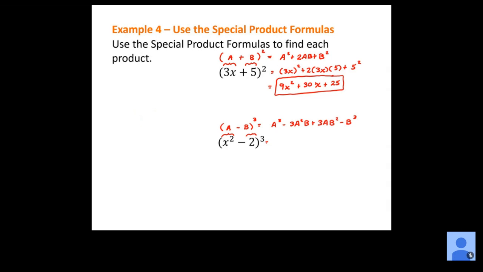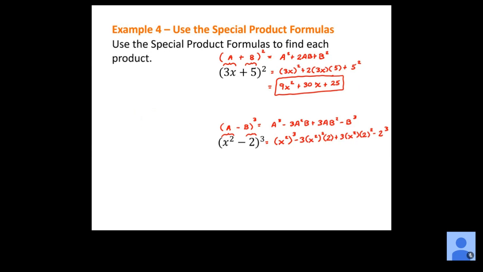And so again, I'm going to substitute these values in there. So I'm taking my a value and I'm raising it to the third power. Well, my a value is x squared this time, so that gets raised to the third power. Then we have minus 3 times the a value squared, so that's x squared squared. We're going to multiply that by the b value, which in this case is just a 2, plus, and then we have 3 times the a value, which is x squared. Then we multiply that by the b value squared, so that's 2 squared. And then finally, we're cubing the b value, which is just going to be 2 to the third power.